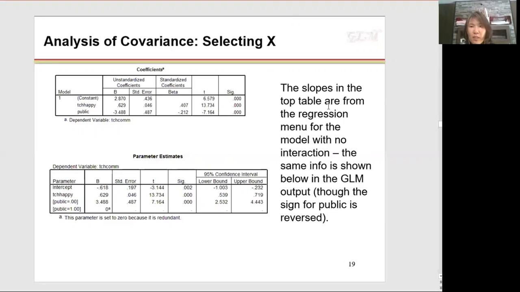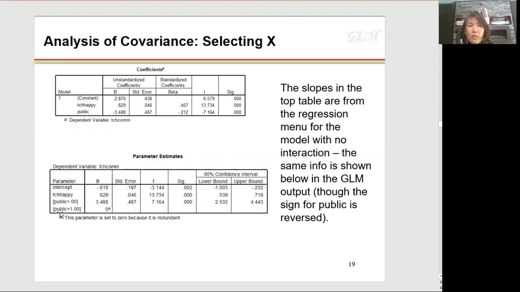The slopes in the top table are from the regression menu for the model with no interaction. The same info is shown below in the GLM menu output, though the sign for public is reversed. So the sign for public is reversed. It depends on what the reference groups were.